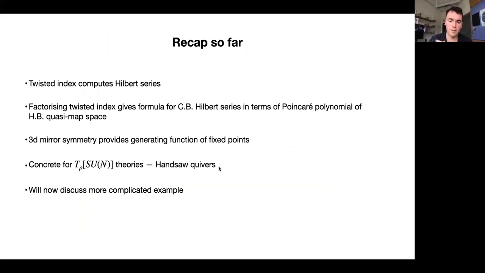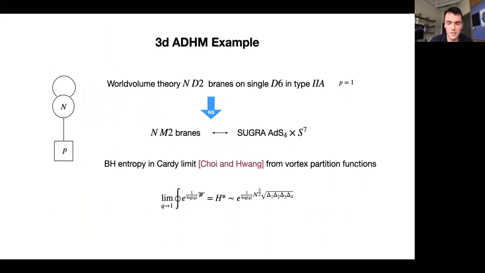And you can make these ideas geometrically transparent for T-rho theories, at least, where we know that the q to 0 limit of the vertex function is a Poincaré polynomial. Now, I was planning to discuss a slightly more complicated example, the 3D ADHM theory, but I think we're roughly... Go ahead. Is it okay to go ahead? Yeah, please. Okay, sure.